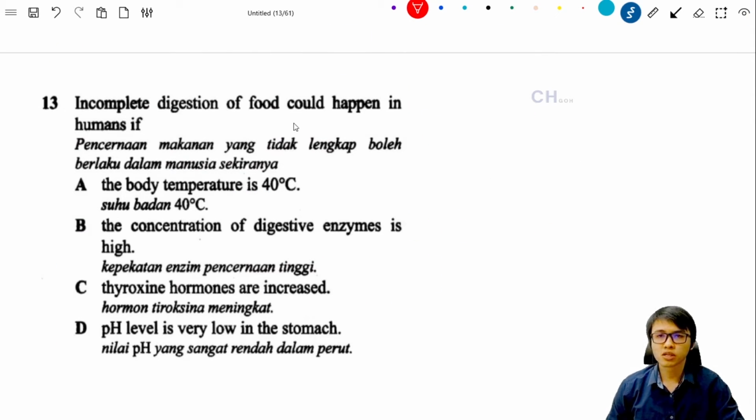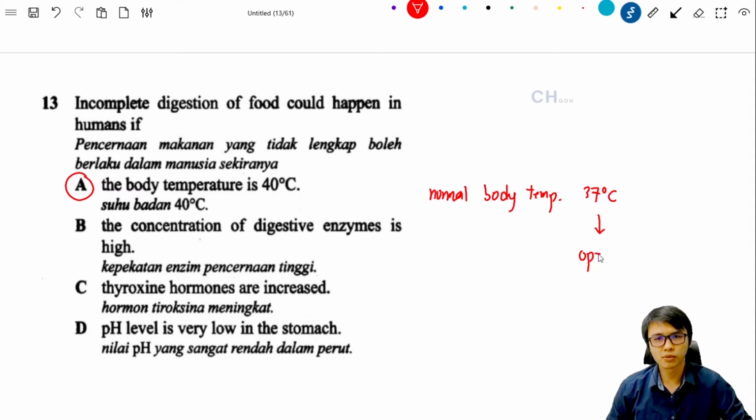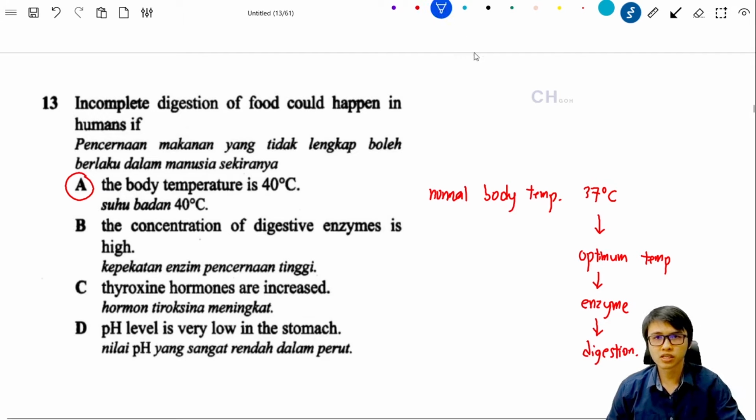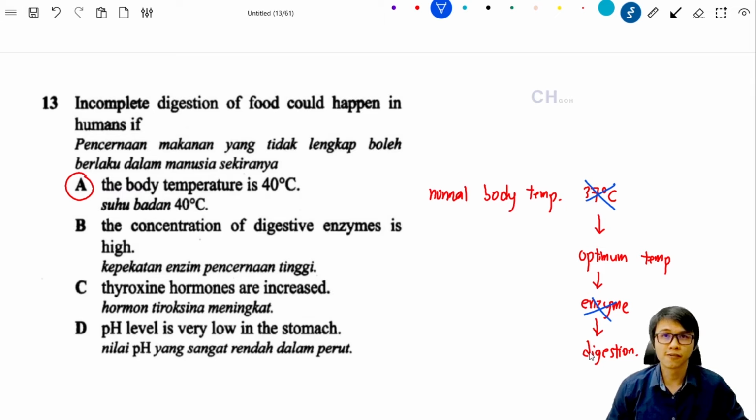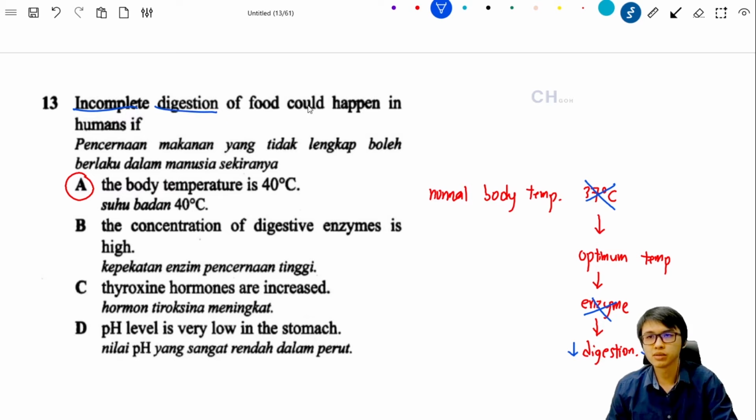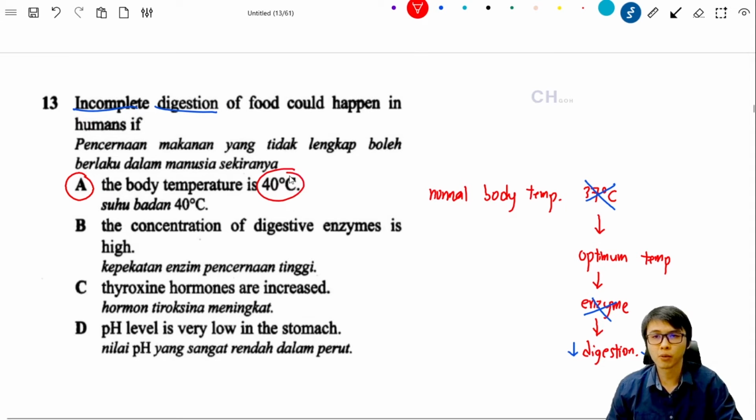Incomplete digestion of food could happen in humans if the body temperature is 40 degrees. Why? Because our normal body temperature is 37 degrees Celsius. And this 37 degrees Celsius is the optimum temperature for enzymes to digest the food. If our body temperature is more than 37 degrees Celsius, then the enzymes can no longer work their best to digest the food. So the digestion of food will be slowed down. And incomplete digestion might occur due to high body temperature.